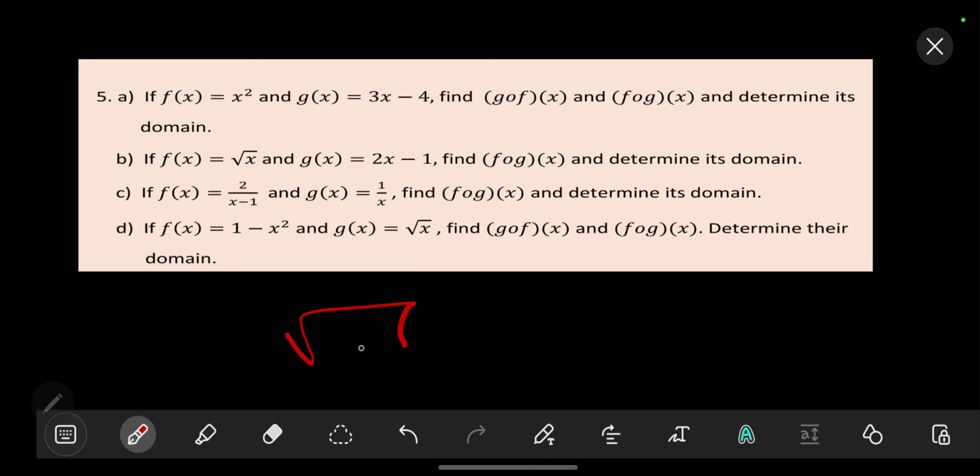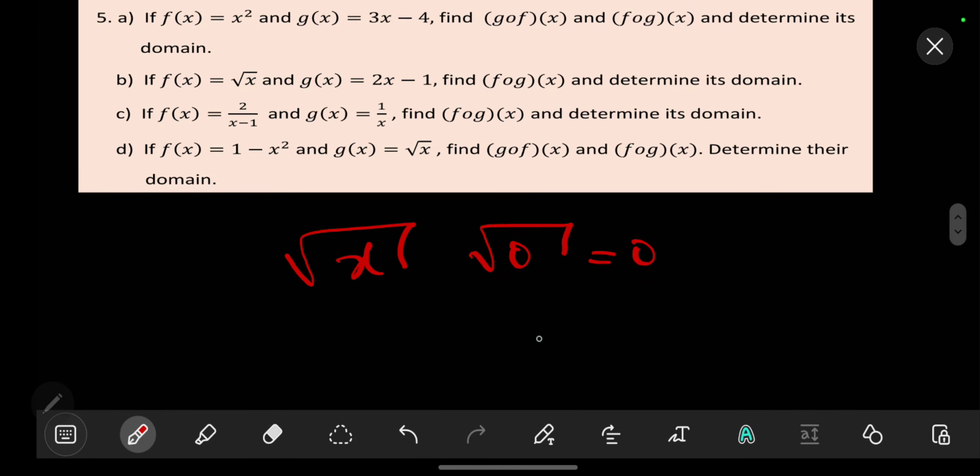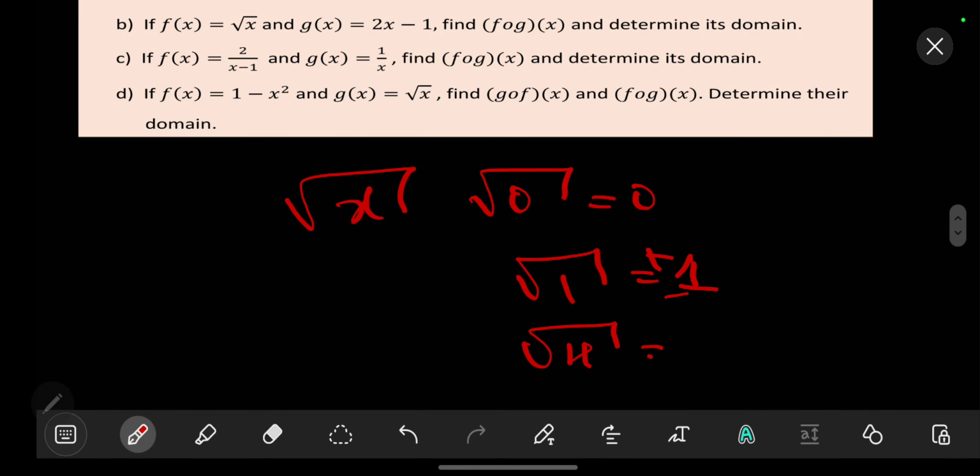For example, if you have the square root of x, the domain for the square root of x is such that you must have all the values. The square root of 0 is equal to 0. If you have the square root of 1, it will give you 1, plus or minus 1 for that matter. The square root of 4 will give you plus or minus 2. All the positive values will have a value, but when you put in the square root of -1, in this case, this is not going to give you a real number. It will give you i, which is not a real number.